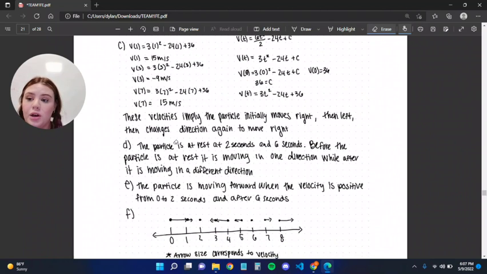Desmos graph, that from 0 to 2 seconds it's moving in the rightward direction, or the positive direction, and then it moves back from 2 to 6, and then after 6 it's moving forward again. So there you go, that was that problem.